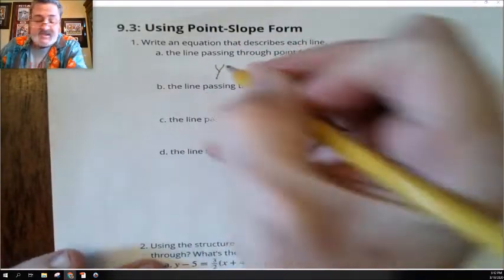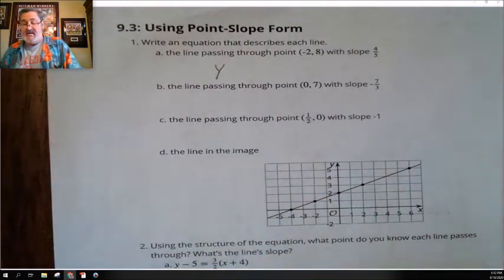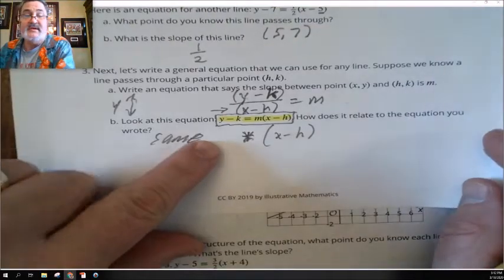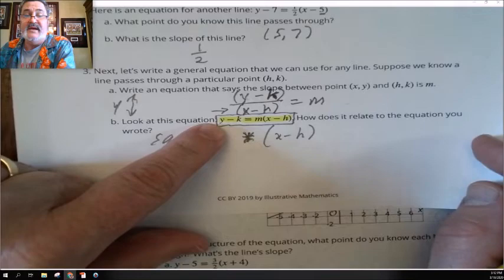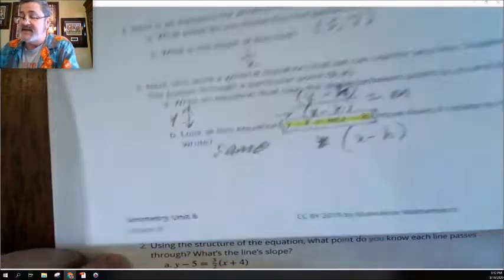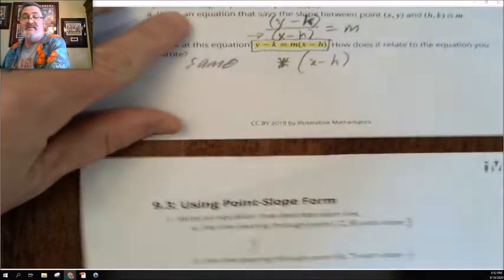So we're going to use our generic form. Let me pull our generic form back here. Right there's the generic form. y minus k equals m times x minus h. So using that in mind, I'll put that up here at the top of our page.